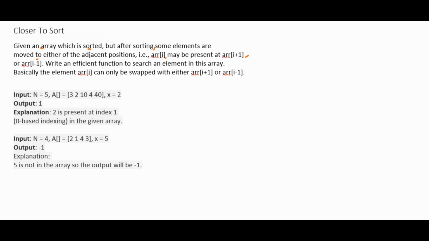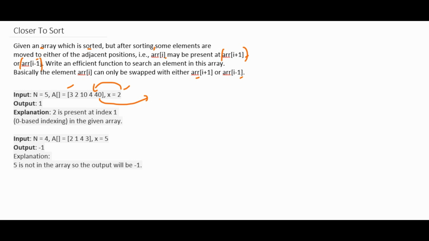Basically, the element array of I can only be swapped with either array of I plus 1 or array of I minus 1. So what the question says is, we are given an array, you can see here, and an element. We have to search this element in this array. And the property of this array is that it is sorted, but after sorting, some elements are swapped with their adjacent positions, array of I plus 1 or array of I minus 1.